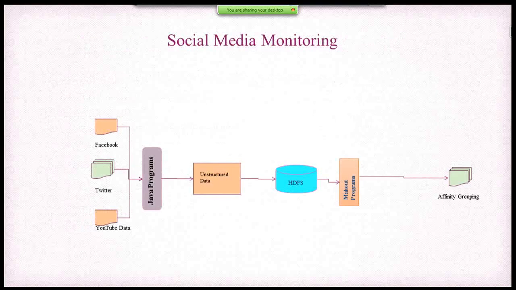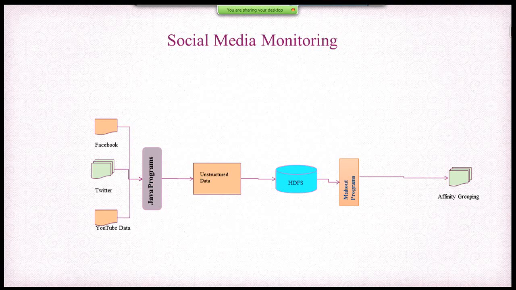I would like to take an example of social media monitoring. Facebook, Twitter and YouTube are social media platforms, and they have comments in which customers give us comments about a particular product. For each of these, there is a Java API, so we collect those comments by using Java programs, and all the unstructured data is collected and put in the Hadoop file system.